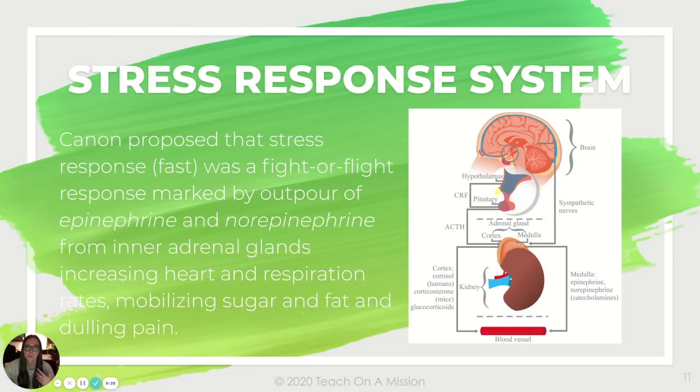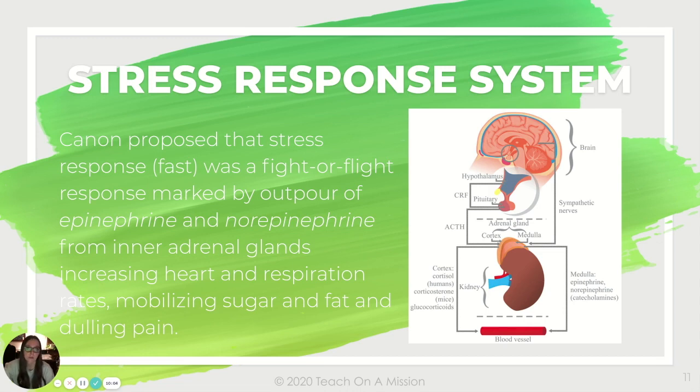Okay, so the stress response system. One of the first slides was about the body's reaction. So basically, Cannon proposed that the stress response, which is fast, was a fight or flight response, which we've talked about. Basically, by the outpour of neurotransmitters from the inner adrenal glands, increasing heart rate and respiration, mobilizing sugar and fat, and dulling pain. Okay, so let's think about that for a second.